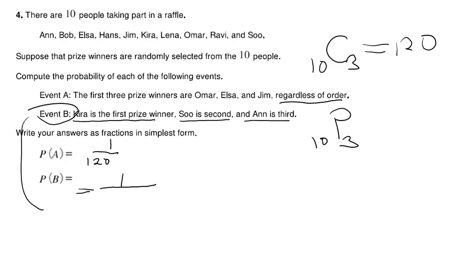And that would be 720. This is a tricky problem here. Okay? In event A, we're assuming no order. In event B, we are assuming order. And that's the difference. But if you think about it, again, we have to pick Omer, Elsie, and Jim. There's only one way to do it. We have to have Kiara, Sue, and then Ann. There's only one way to do it. The question really is about the denominator.